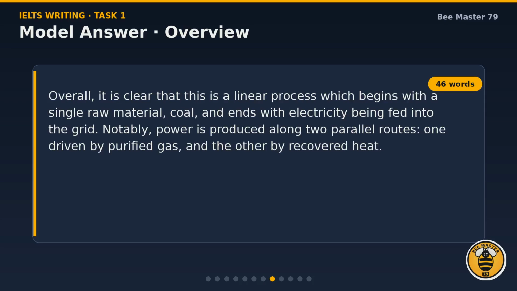The overview. Overall, it is clear that this is a linear process which begins with a single raw material, coal, and ends with electricity being fed into the grid. Notably, power is produced along two parallel routes, one driven by purified gas and the other by recovered heat.